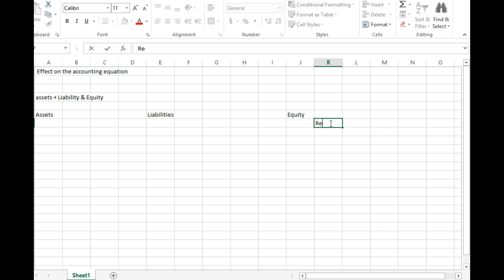But under equity, we're going to put revenue and expenses, okay? So you should probably remember that every time we bill someone, if we sell something or do some work, that's going to increase our equity. So revenue is going to be a plus, okay? And every time we incur an expense, like we get the electric bill or we hire labor or something like that, that's going to reduce our equity because that's going to take away from our net income.